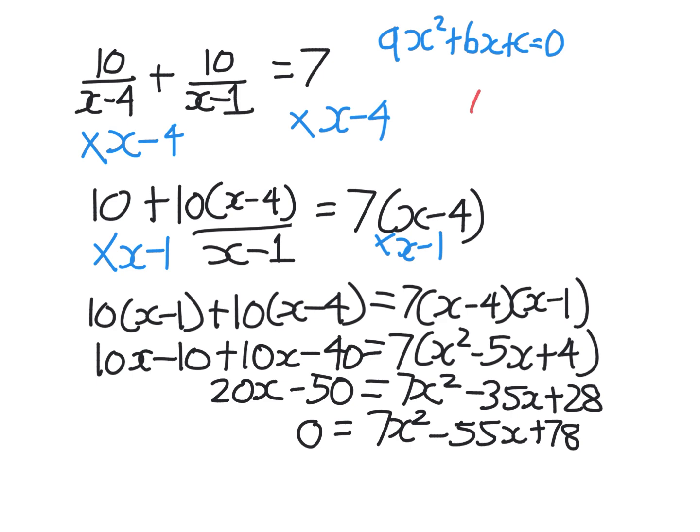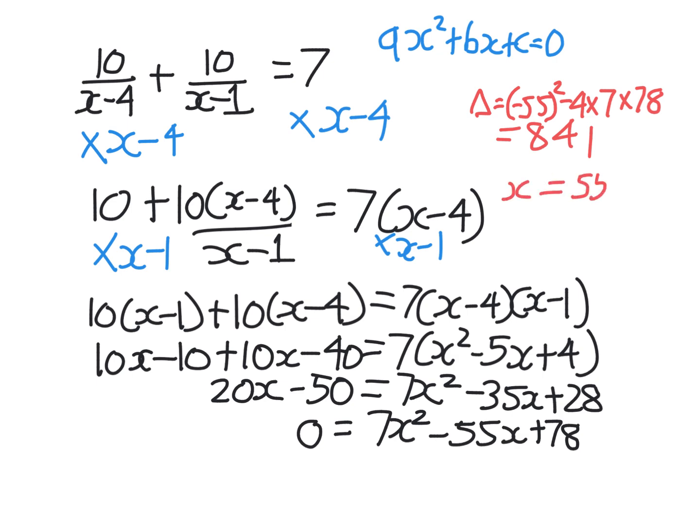So firstly, I will calculate the discriminant. So the discriminant is b squared minus 4 times a times c. So you can put that on your calculator. Obviously, you get 841. So using the quadratic formula, solutions are x equals negative b, so it becomes a positive 55, plus or minus square root of discriminant over 2 times a. So if you put that on your calculator, you should get the two solutions, 6 and 13 over 7.